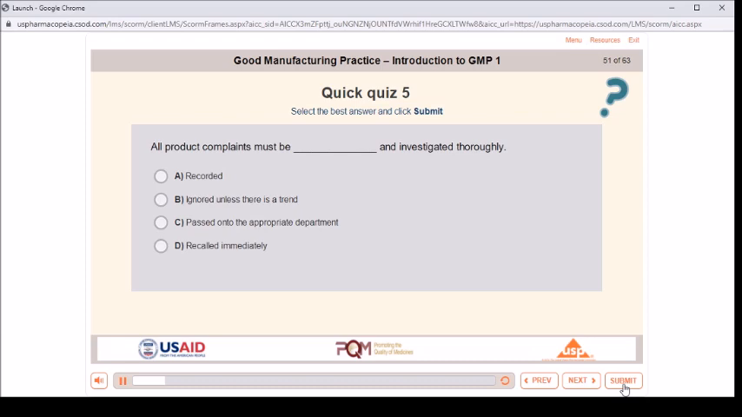Quick Quiz 5. Select the best answer and click Submit. All product complaints must be blank and investigated thoroughly. A. Recorded. B. Ignored unless there is a trend. C. Passed on to the appropriate department. D. Recalled immediately.